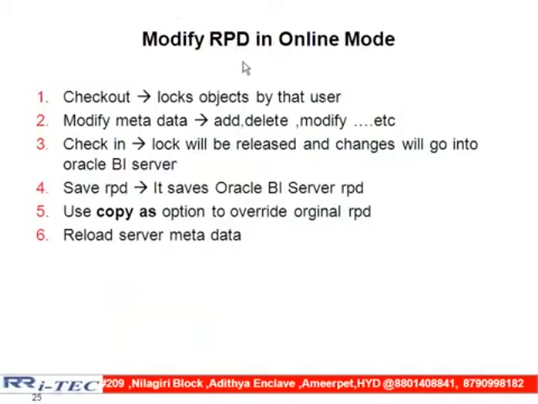Next, modify RPD in online mode. Whenever you want to modify RPD in online mode, what are the activities we are doing, sir? One is checkout. Second is modifying the metadata, whatever you want. Third is check-in. Save RPD. Next, use copy as option to override original RPD. Next, reload server metadata. These are the 6 steps you do if you want to modify RPD in online mode. Am I clear on this point?